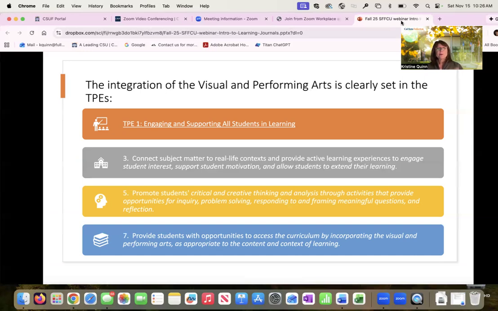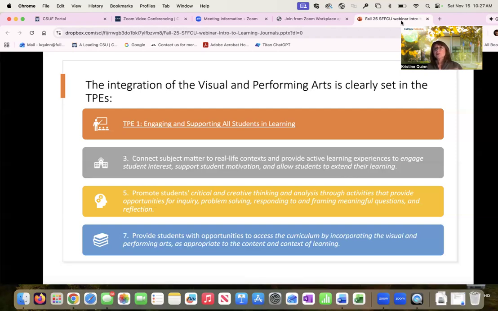Another one says that it promotes students' critical and creative thinking and analysis through activities that provide opportunities for inquiry, problem solving, responding to and framing meaningful questions, and reflection. That relates to everything that we've been talking about with the process of learning journals. And then to provide students with opportunities to access the curriculum by incorporating the visual and performing arts as appropriate to the content and context of learning. So this is where it fits into my standards in the credential program.